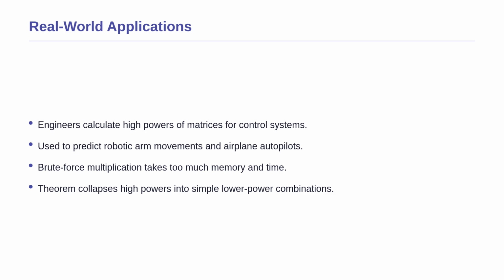The Cayley-Hamilton Theorem provides a massive shortcut. It allows any high power of a matrix to be collapsed and rewritten as a simple combination of lower powers, making real-time computer graphics and modern robotics possible.